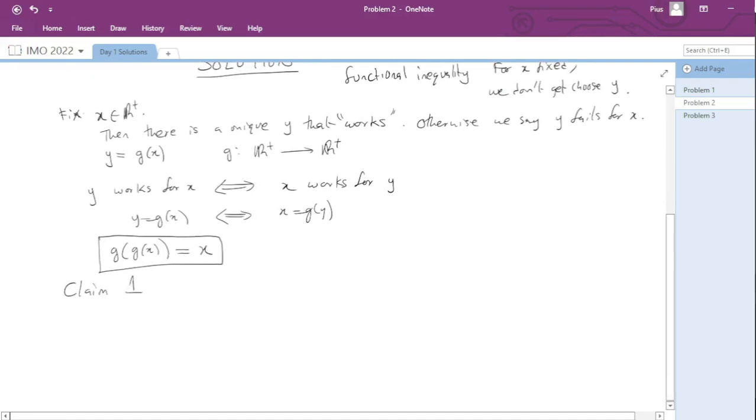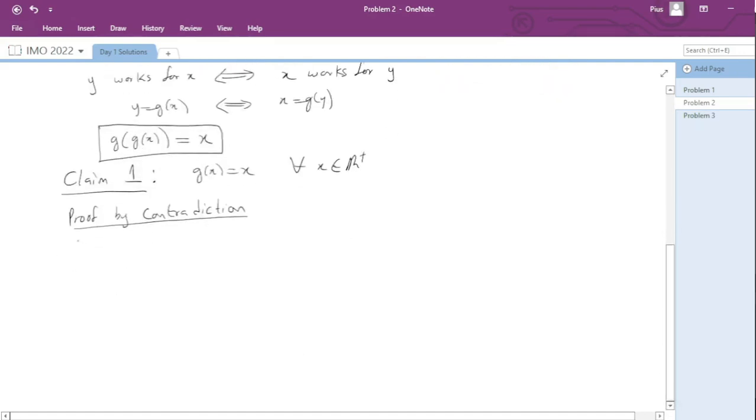Okay, so now we'll deal with our first claim, claim 1, which is a claim about g. The claim is that g is actually just the identity for every x. To do this, we'll be using proof by contradiction as suggested earlier on. So we're going to assume otherwise, and then we hope to get a contradiction. That means the converse is that there is a particular x where g of x is not x.